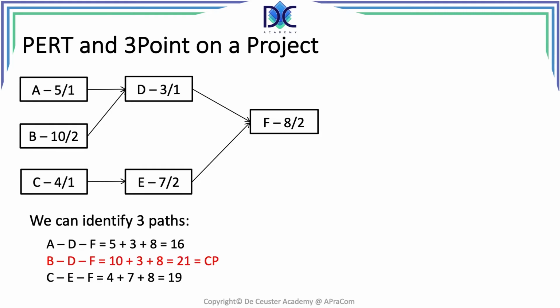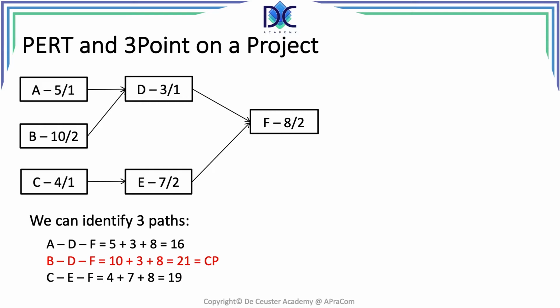First, here I see that we have those 3 paths, and the path ADF has a duration of 5 plus 3 plus 8 is 16. When we do that for all the paths, we see that the path ADF has a duration of 16, BDF has a duration of 21, and CEF has a duration of 19, which means that the critical path is the path BDF. The next thing to do is to calculate the standard deviation of this path.